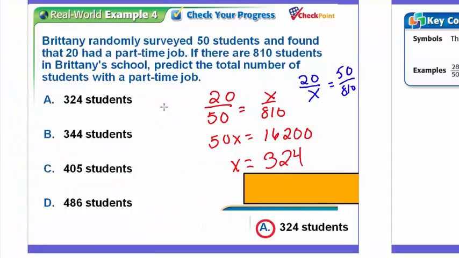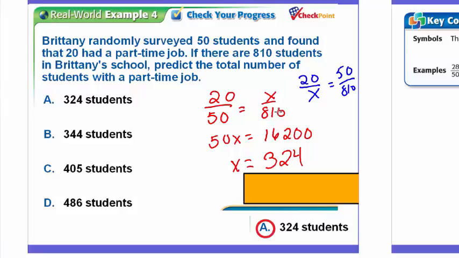Here's another example, okay? When I have students do that, I let them set it up themselves. Here's one way that somebody set it up. 20 kids have a part-time job out of the 50 that were asked, okay? How many total kids in the school have a part-time job then? Out of the 810, and you can cross-multiply.